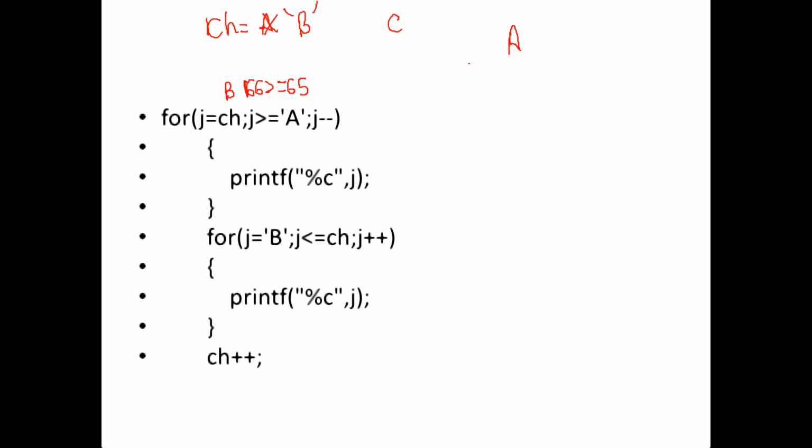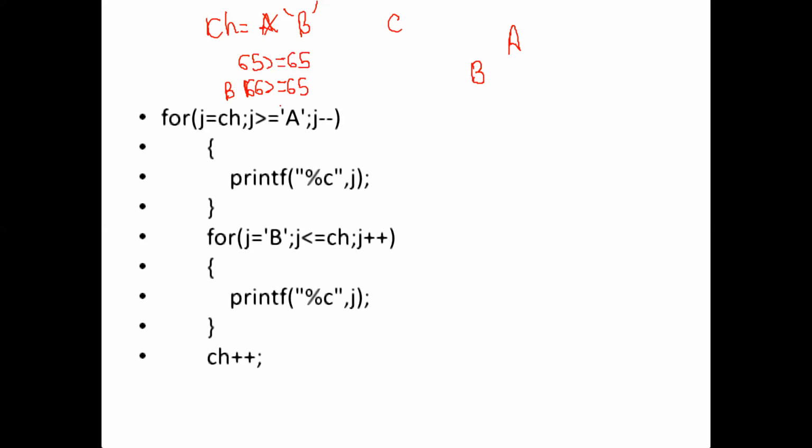You came to the new line. Now it will print what? 66 greater than or equal to 66, condition true, print the J. J is B, correct? Okay. After that, you'll do J minus minus. J minus minus means it will become 65. 65 is greater than or equal to 65, condition true, right?